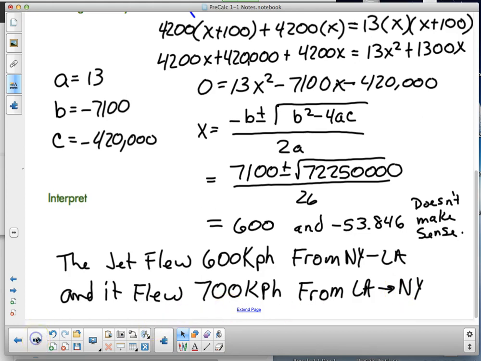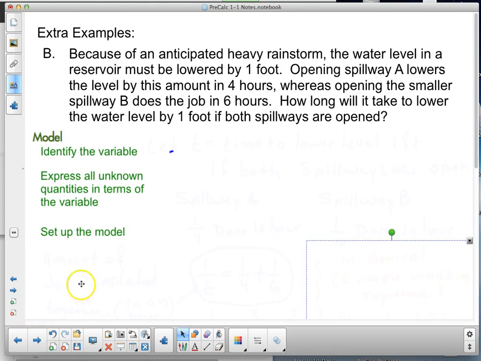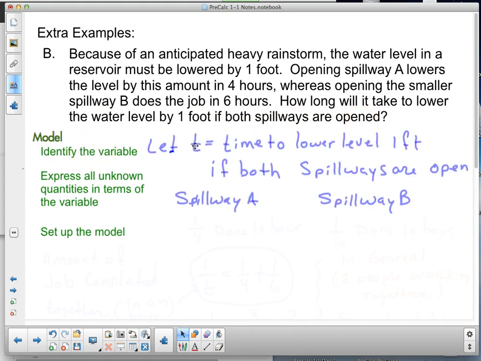Okay, so let's go on to the other one here. This one's something you've seen before. Because of an anticipated heavy rainstorm, the water level in a reservoir must be lowered by 1 foot. Opening spillway A lowers the level by this amount in 4 hours, whereas opening the smaller spillway B does the job in 6. How long will it take to lower the water level by 1 foot if both spillways are open? Now, I'm going to identify the variable t, time to lower the level 1 foot if both spillways are open.